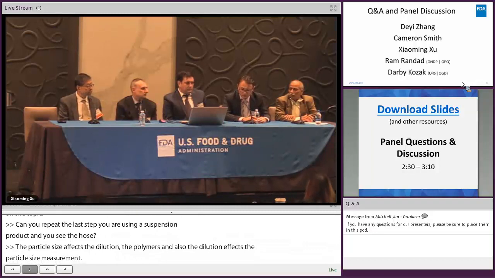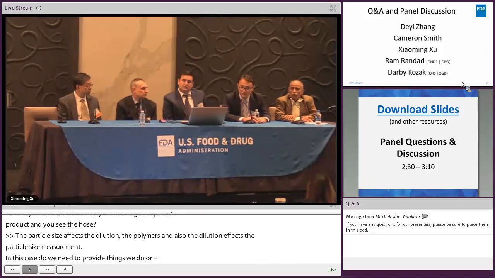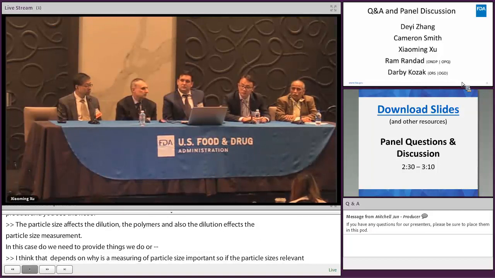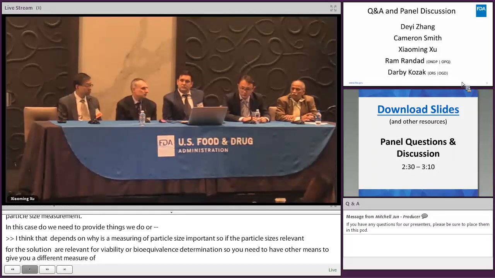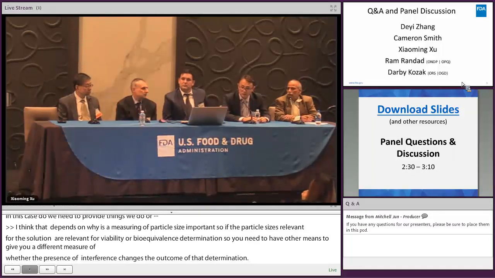I think that depends on, one, why is the measurement of particle size important? If the particle size is relevant for the dissolution, or for the bioavailability, or for the bioequivalence determination, then you need to have other means to give you a different measure of whether the presence of interference is going to change the outcome of that determination. So if, for example, when diluting you do notice a size change, or the presence of excipient you do think is causing the size value to be different.